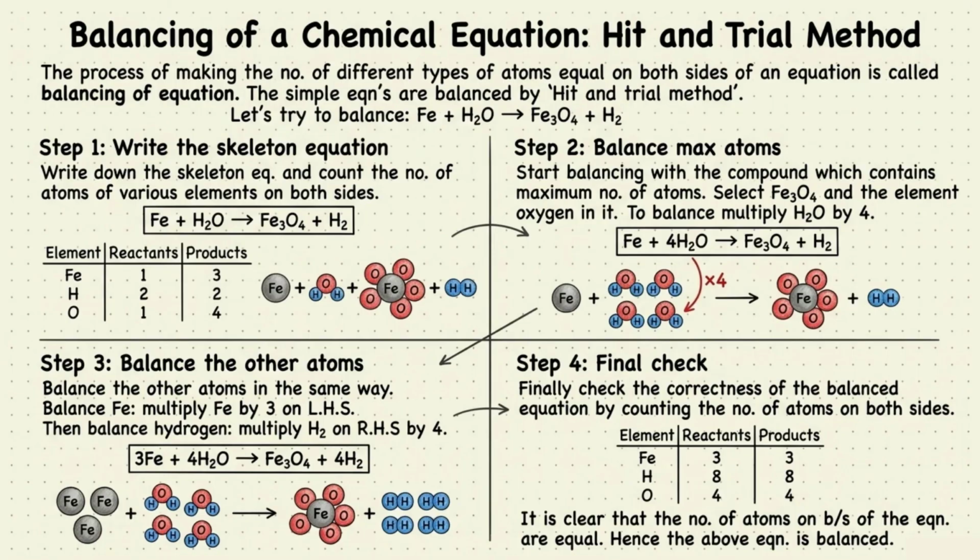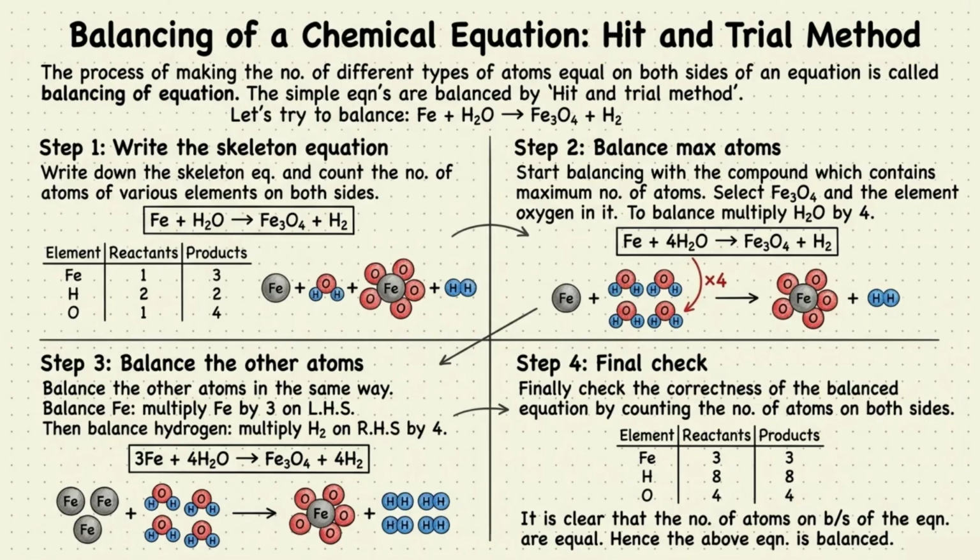Our target is the skeleton equation of iron reacting with water. Here is the unbalanced equation. Fe plus H2O yields Fe3O4 plus H2. Step 1. Write down that skeleton equation and count the number of atoms of various elements on both sides. Let's look at the elements one by one. For iron, Fe, we have 1 atom on the reactant side, but 3 atoms on the product side. Completely unbalanced. For hydrogen, H, we have 2 on the left and 2 on the right. For oxygen, O, we have 1 on the left but 4 on the right. The scale is completely uneven.